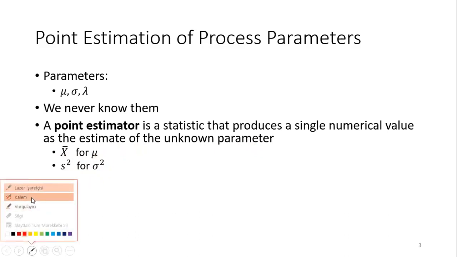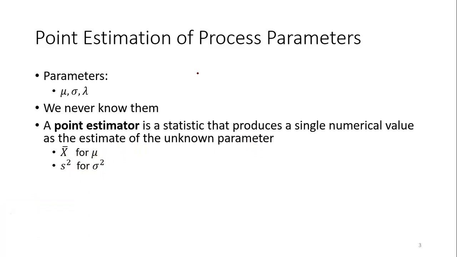Now let me put a tick here. Mu and sigma square, we have two meanings for them. The first meaning is that they are parameters of the normal distribution, right? The normal distribution has two parameters, mu and sigma square. And what do they represent in the normal distribution? Mu is the expected value of the normal distribution and sigma square is the variance of the normal distribution.